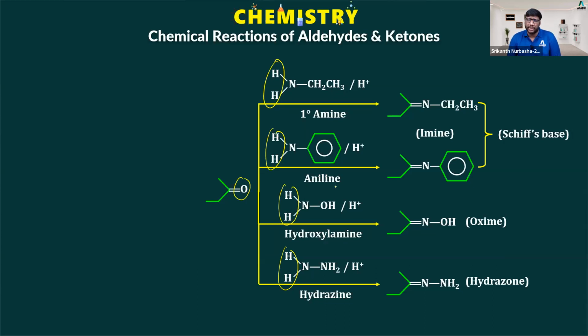because you don't need to write the mechanism always. You can simply write the product. CH3, C double bond N, OH, that is the oxime obtained. CH3, C double bond N, NH2, hydrazone is obtained from hydrazine. If you take aniline, CH3, C double bond N, connected with a C6H5 group. If you take a primary amine, you get CH3, C double bond N, CH2, CH3. These are nothing but your Schiff's bases. The details of Schiff's reagent we'll discuss.